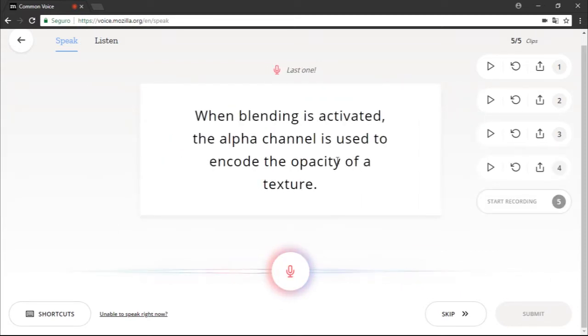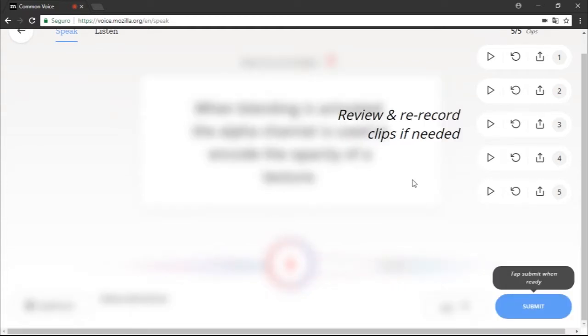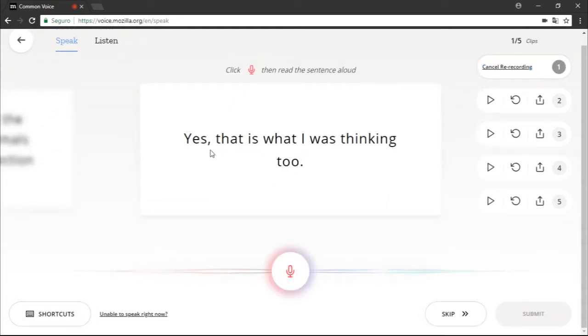Okay, let's see this. When blending is activated, the alpha channel is used to encode the opacity of a texture. Okay, so I'm gonna reveal. Let's see. I'm gonna try to record this one again.